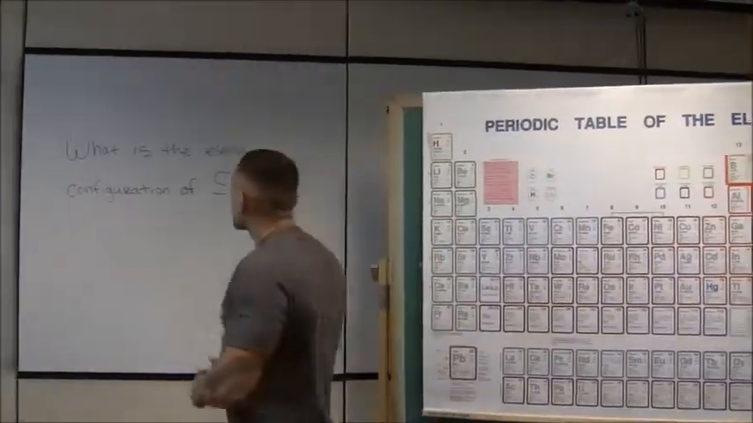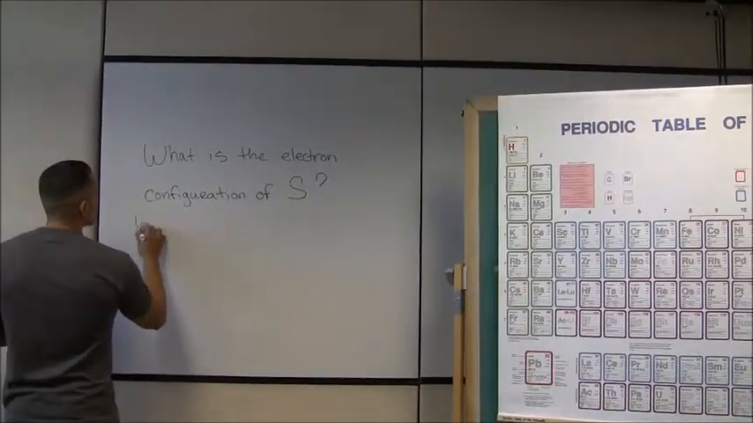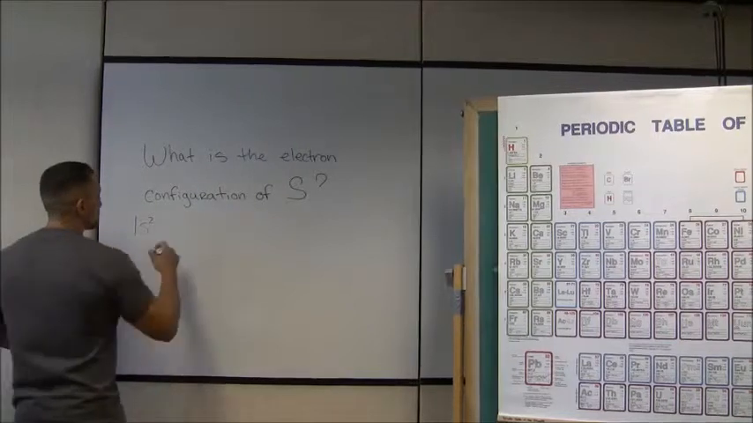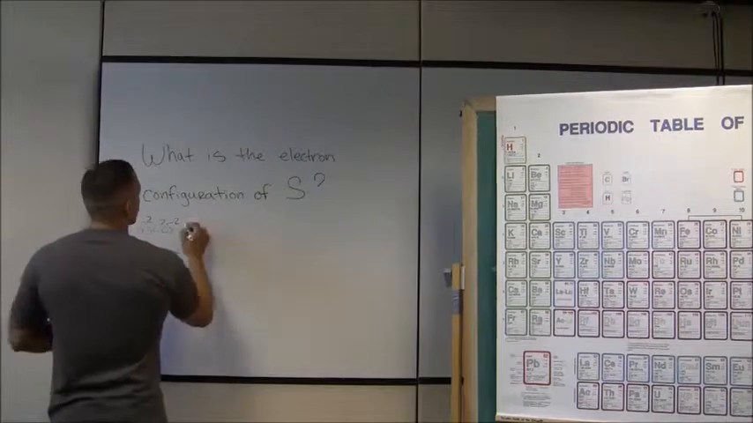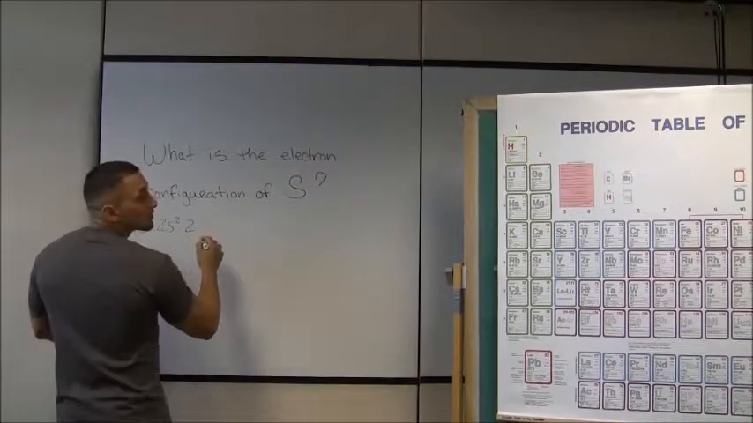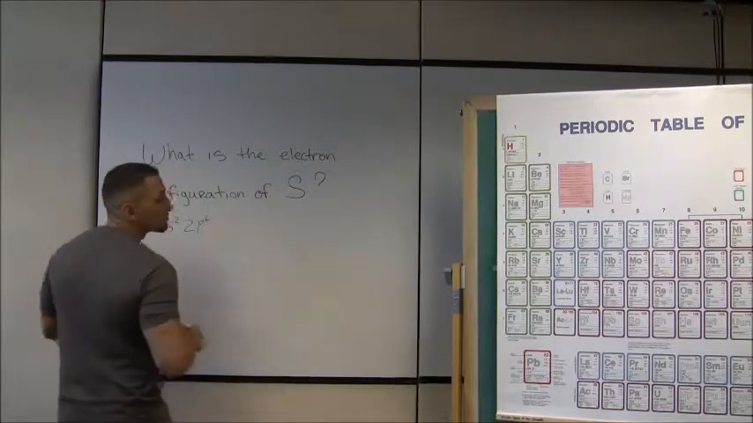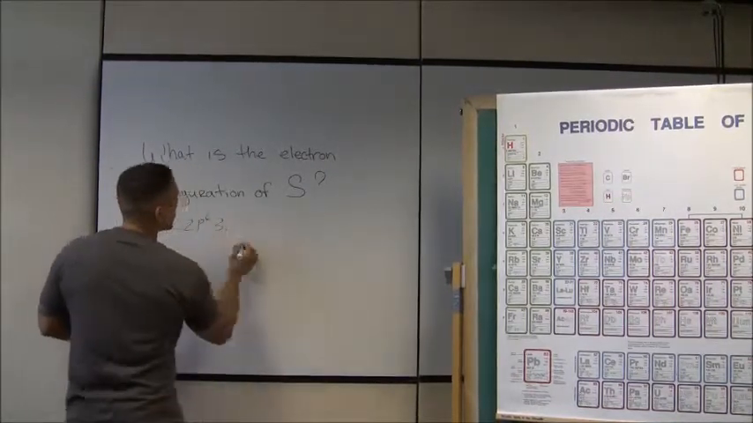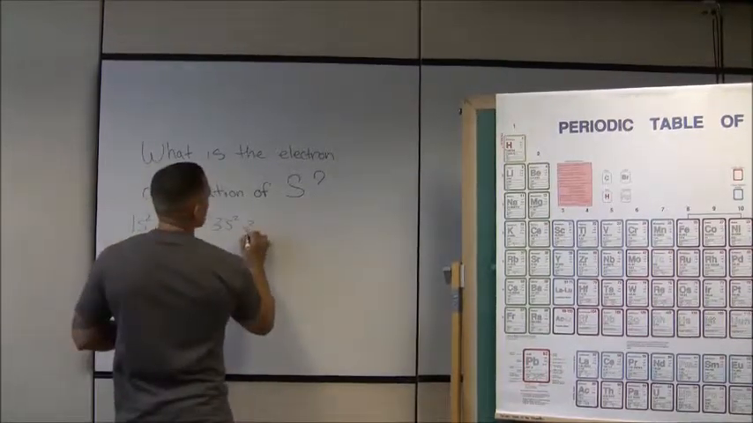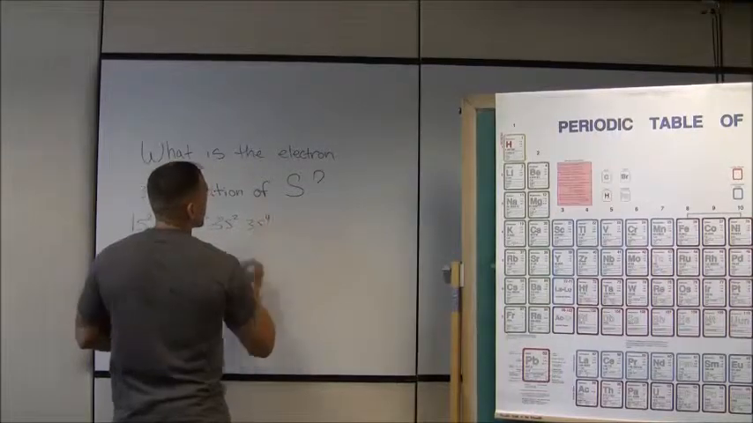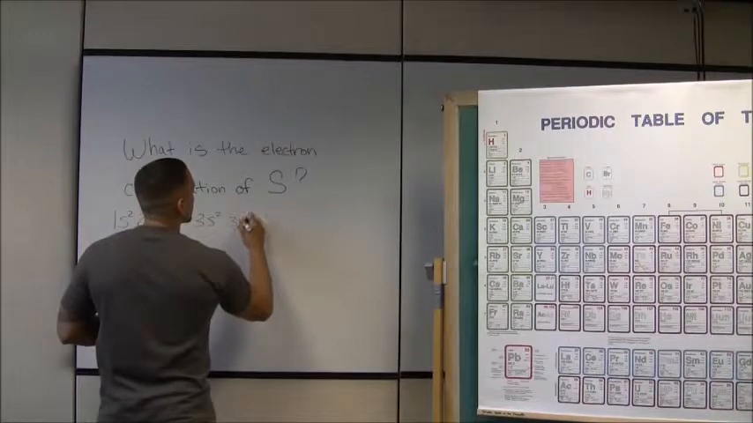And that's how you find your sulfur. When we write it down, we start with 1s2, 2s2, 2p6, 3s2, and then 3p4. Oh, my mistake. There we go, 3p4.